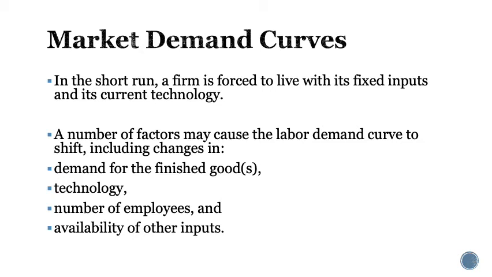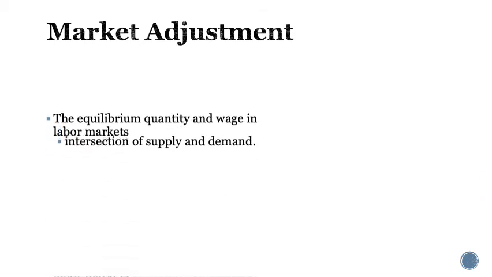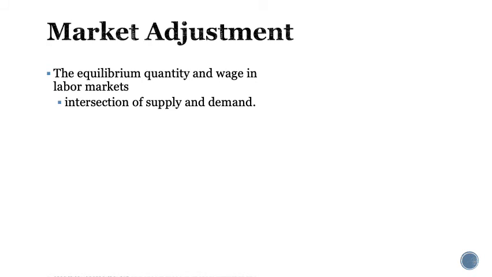But apart from wages, there are a number of factors that may cause the demand curve to shift, and that includes demand for finished goods, technology, number of employees, and availability of other inputs. And I'm not going into the detail of it because it's just the same as what we saw in chapter 3. So the equilibrium or the market adjustment for labor markets is just the intersection of supply and demand, and it is the same as the market for goods that we learnt about in chapter 3.